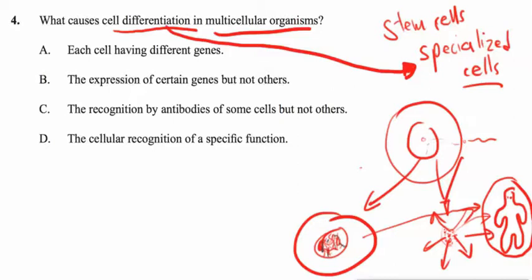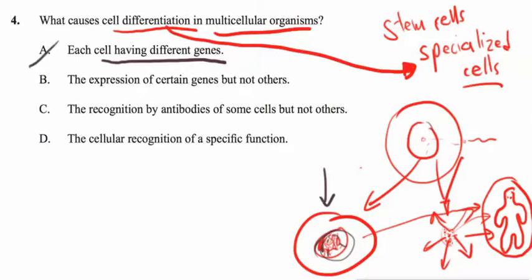So let's take a look at our answers. Each cell having different genes. Now that's making me think that every cell has different DNA inside. I just told you they all came from the same original cell, which had everything in it, the entire genome. So each cell does not have different genes. Maybe a better way to say A is each cell would express different genes.